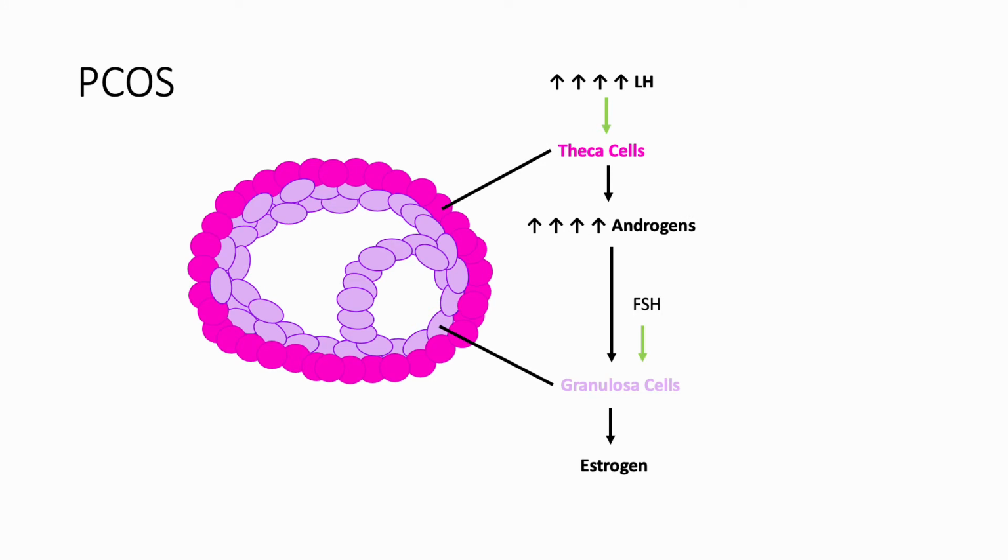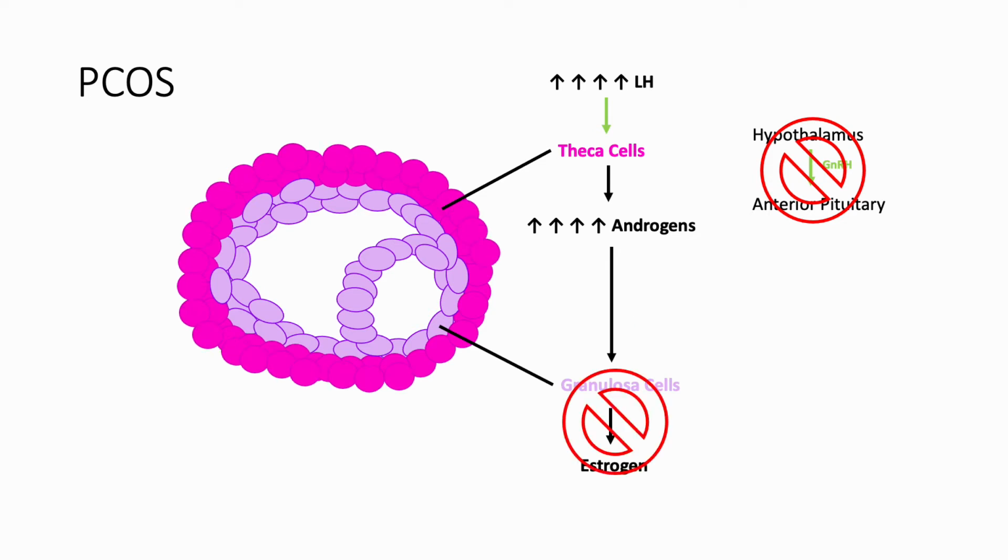So in PCOS, there is an unusually high amount of LH, which is going to act on theca cells to produce high amounts of androgens. Now, these androgens are going to exert negative feedback on the HPA axis, so they're going to inhibit GnRH release and inhibit FSH and LH release. So without FSH release, the granulosa cells are unable to produce estrogen, so you're just having this really high level of androgens and really high levels of LH.